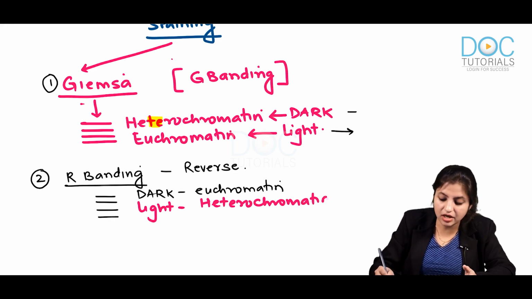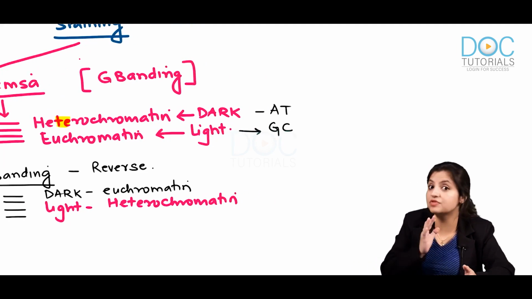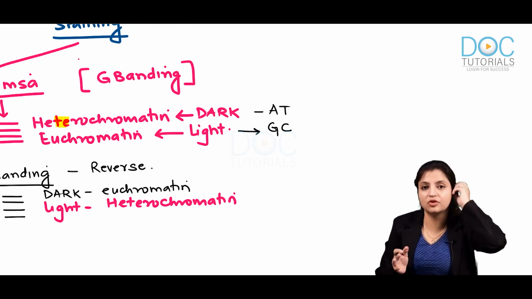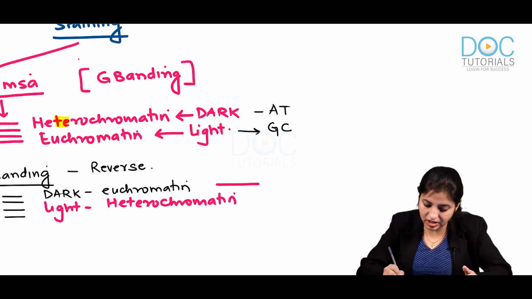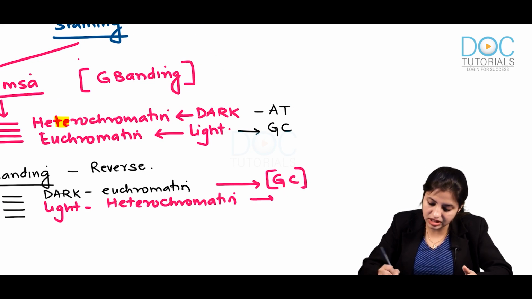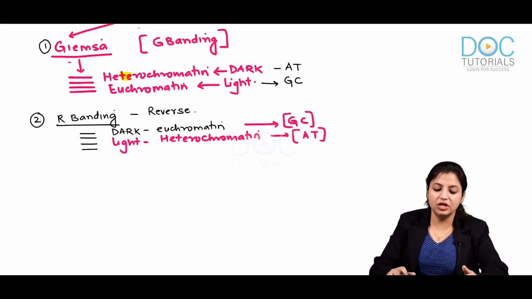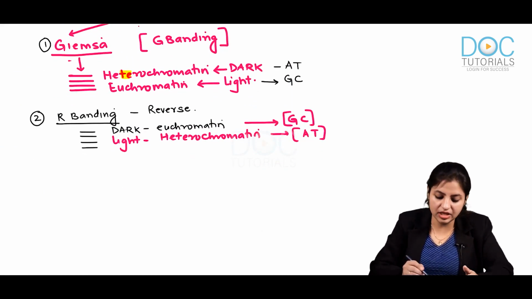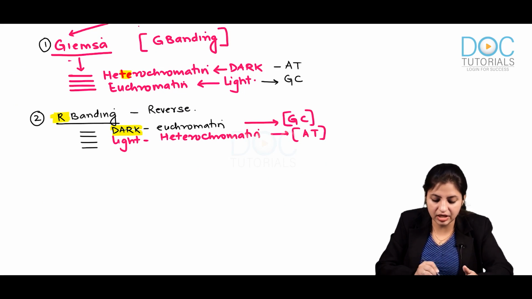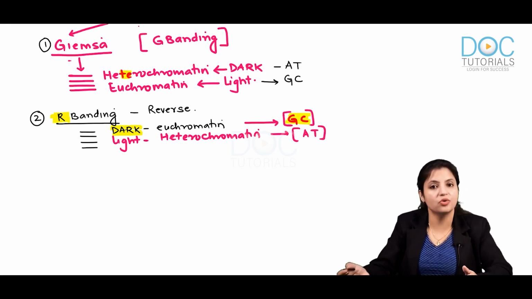Normally dark is always hetero, isn't it? That's what you have studied in the cell chapter, the first chapter of pathology. Euchromatin is GC rich and heterochromatin is AT rich. So if somebody asks what the dark band in reverse banding is, the dark band in reverse banding is the GC region. You have to remember, it's the opposite of Giemsa.